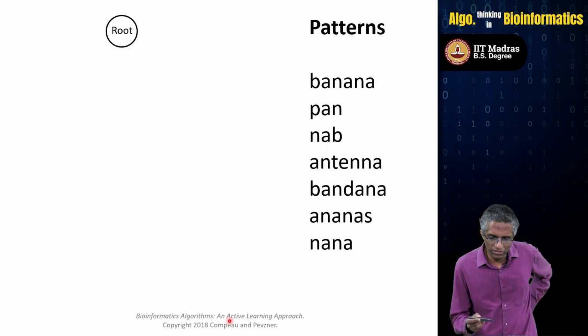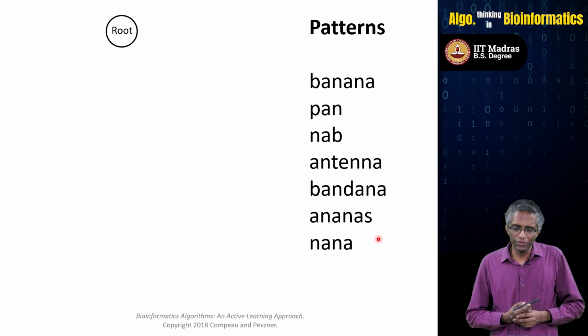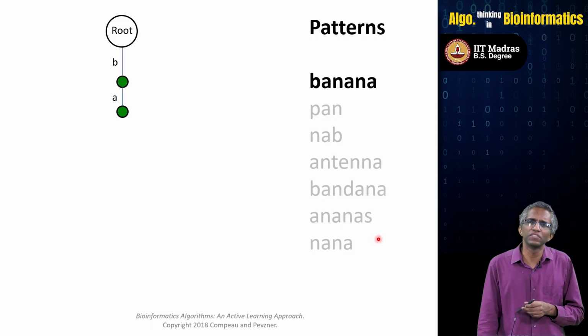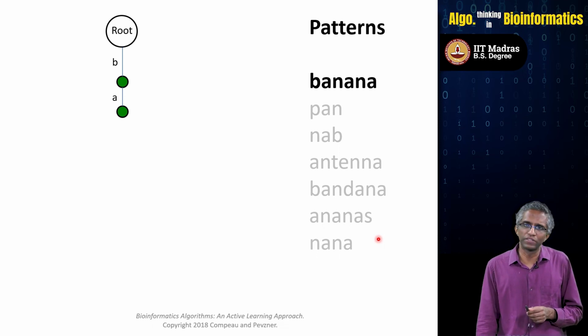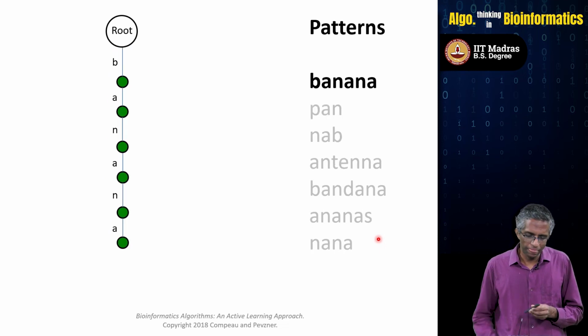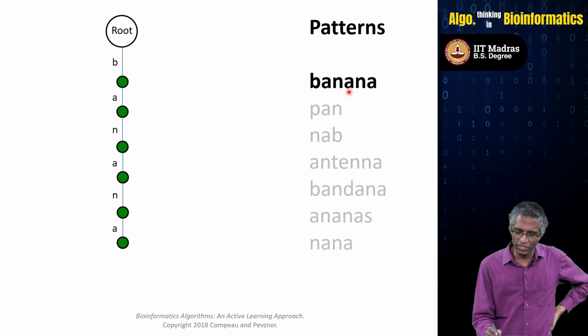So if you have patterns such as banana, pan, nab, antenna, bandana, ananas, and nana, you are going to construct a data structure that will share most of the prefixes of these different patterns. You just go through all the patterns to construct this tree. You have banana, so you construct a tree which is now a linear path, BANANA. You construct a root and then several nodes, and each edge is labeled by one letter of your pattern.